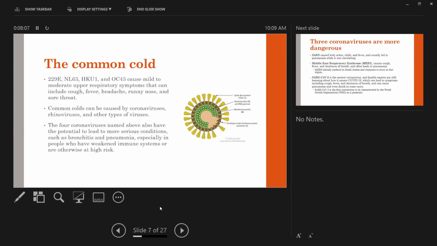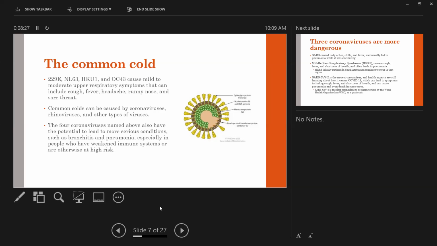So common colds, as we call them, are actually caused by a whole plethora of different viruses. There's rhinoviruses, adenoviruses, Coxsackie viruses, and then coronaviruses. All of these cause common colds. So they cause a so-called rhinitis. That's just a runny nose.